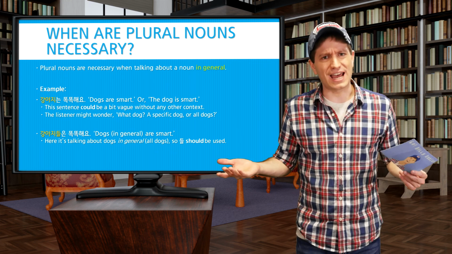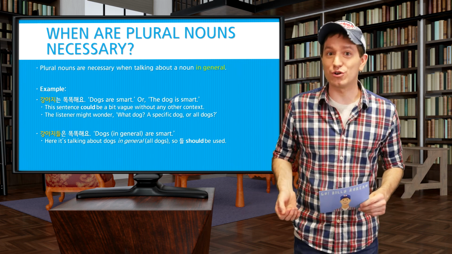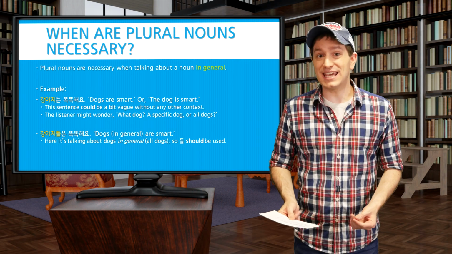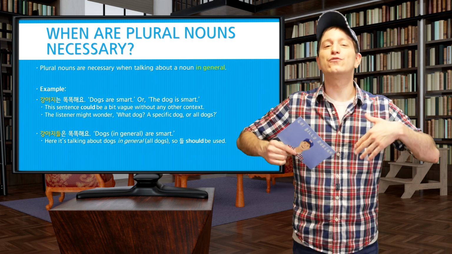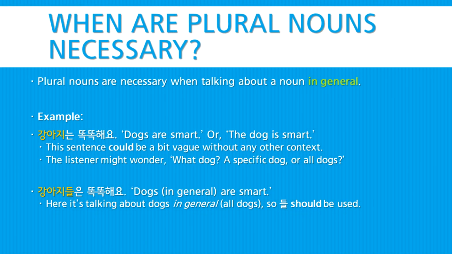So then when are plural nouns necessary? Anytime you're talking about a noun in general, you'll want to use a plural noun. For example, you could say something like 강아지는 똑똑해요. Dogs are smart, or the dog is smart. But this sentence could be a bit vague without any other context. The listener might wonder, well, what dog? A specific dog, or do you mean all dogs? So in this case, you would want to make it plural by changing it to 강아지들. 강아지들은 똑똑해요. As for dogs, they are smart. Or as for dogs in general, they're smart. Since you're talking about dogs in general, meaning all dogs, you should use 들.